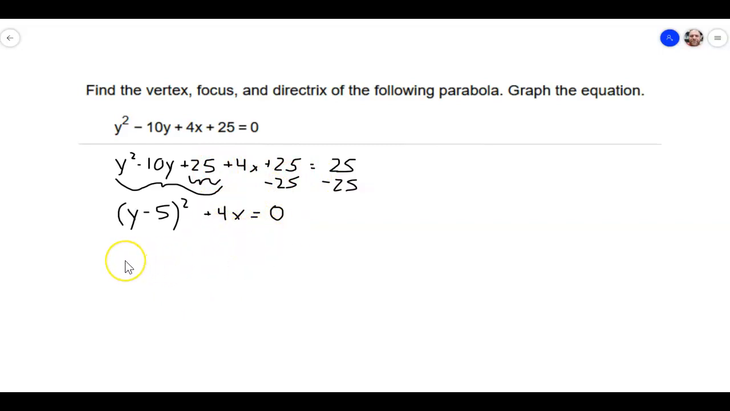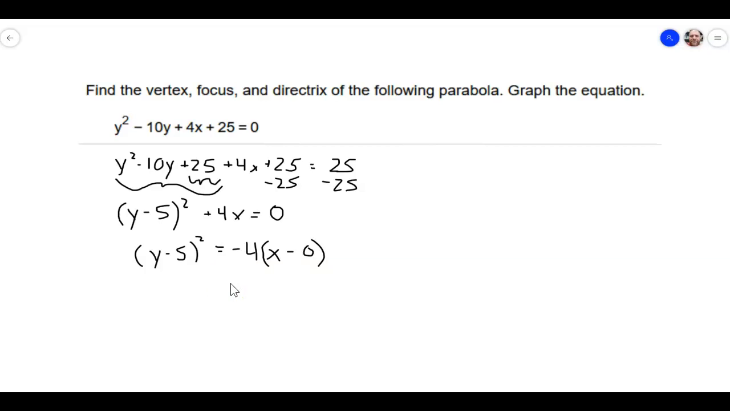And then finally, in order to get it to where it's in one of the forms on page 659, I'm going to subtract the 4x from both sides. So y minus 5 quantity squared is equal to negative 4x. And really, I can write that as x minus 0 to put it exactly in the form. And then if I look down, I can see that this one corresponds with the left opening parabola. It's on page 659.